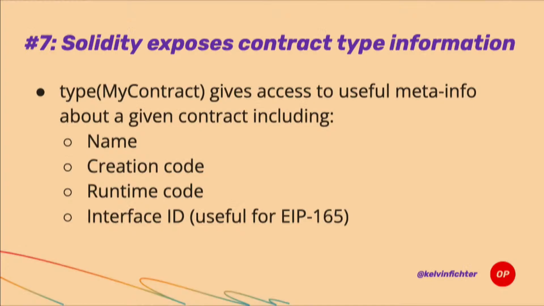And then the interface ID is really useful if you've ever used EIP 165, which is this supports interface thing, where you can query a function, and the function will tell you what interfaces a certain contract supports. You can just simply return type my contract dot interface ID, and that's a very easy way, instead of having to do this whole XOR of different stuff. It does this for you. So very useful, saves you a couple lines of code.